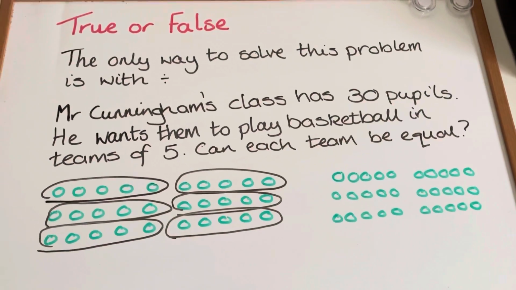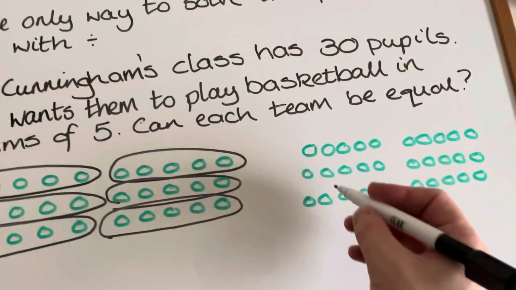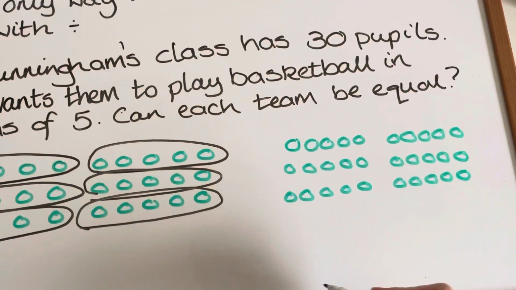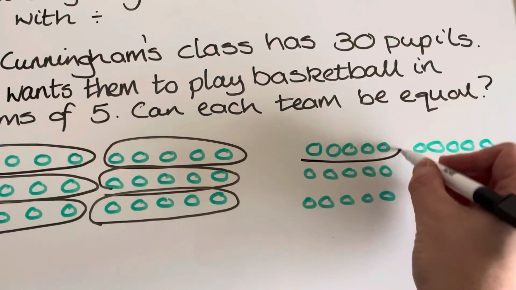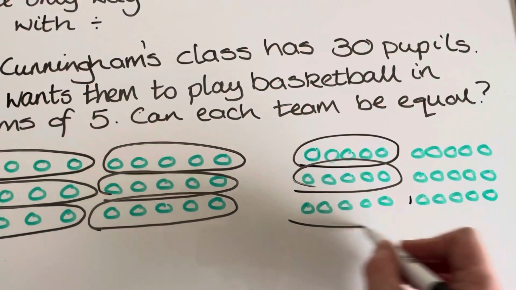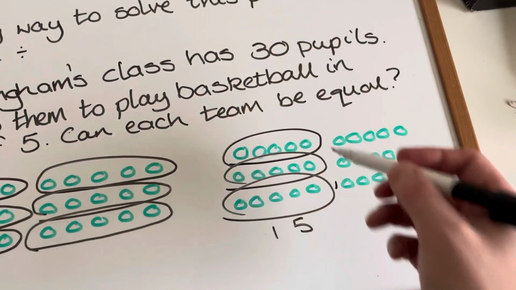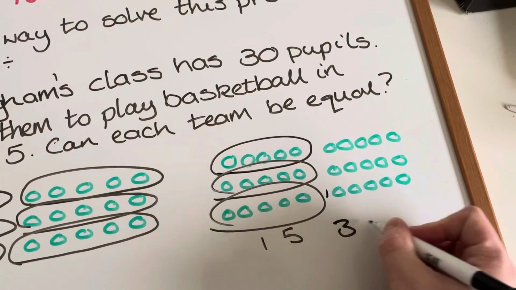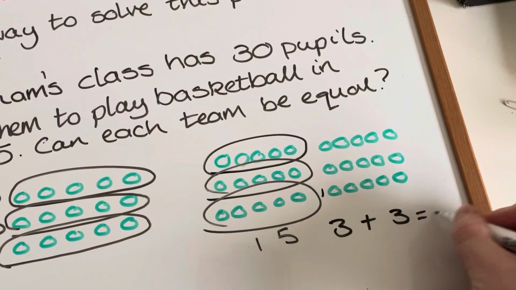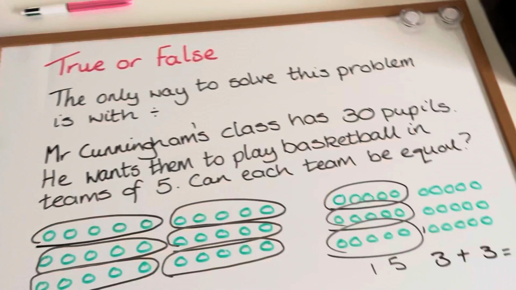Well, I can see, again with my 30 pupils, that 3 groups of 5 is 15, which is half of 30. So I know that 1, 2, 3 groups of 5 is 15. That leaves me with 15 left. If 15 made 3 groups, this 15 must also make 3 groups. 3 add 3 is 6. So therefore, 30 pupils in groups of 5 must be 6 groups.